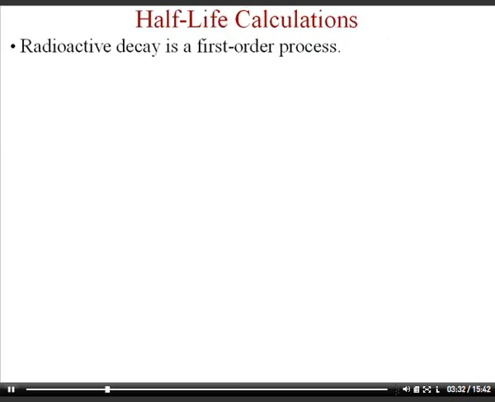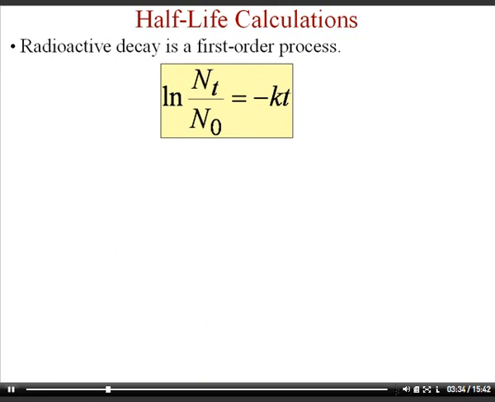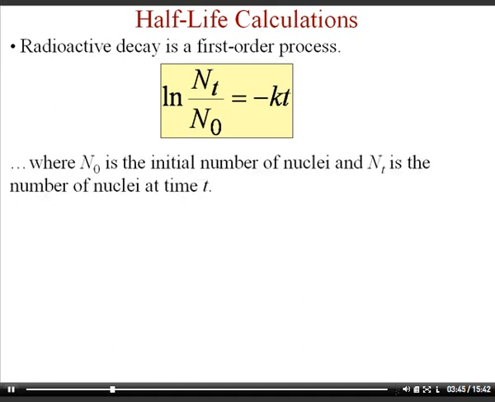So radioactive decay is a first-order process, and we've had this formula before. It's the natural log of the concentration at some time divided by the concentration at the beginning, and that equals negative kt. Now there's another way to look at the formula. It's on your AP equation sheet. But anyway, N0 is the initial number of nuclei. Now we don't need to worry about concentrations because we're not going to be doing moles per liter.